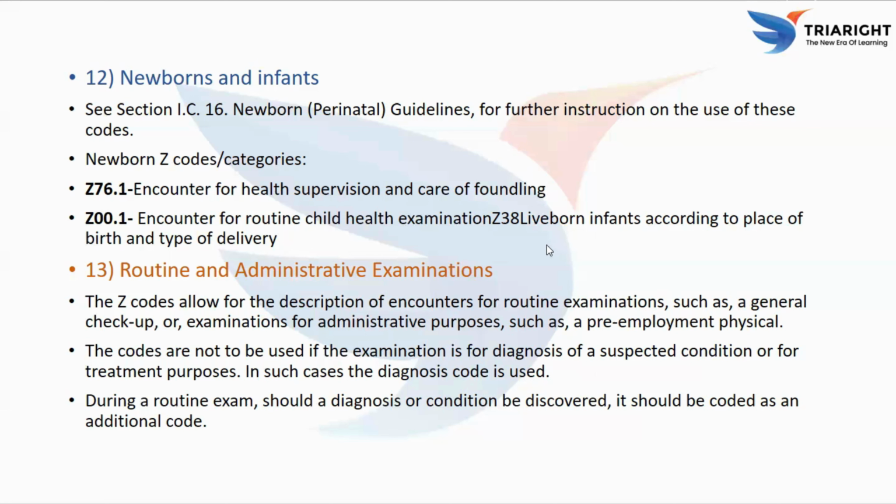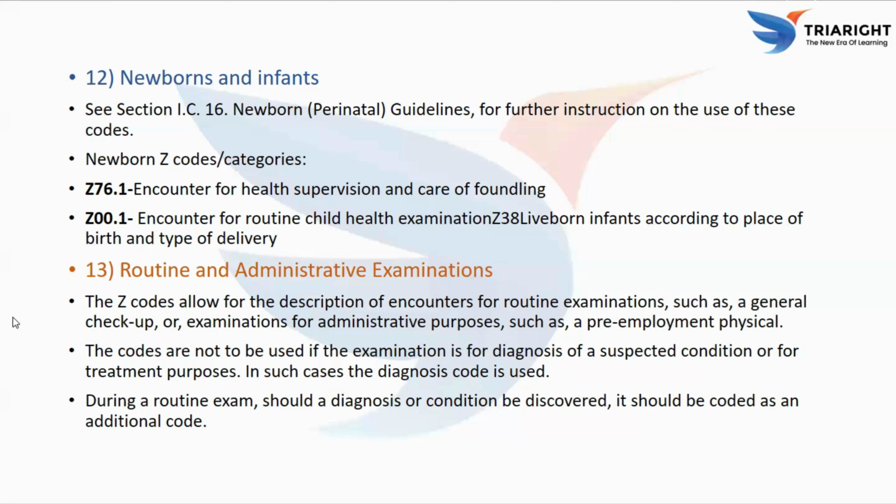And also there is another code Z38, live-born infants according to the place of the birth and type of the delivery. So Z38 category, it is always used to show baby was born alive, where the baby was born, either in hospital or home, whether the type of delivery is vaginal or C-section. So what are the important rules? This is used only on newborn records. Usually the first listed diagnosis used once at the birth. So example, baby born alive in hospital by vaginal delivery. So in this case, you have to assign the code Z38.00. So this is about newborn and infant guidelines.